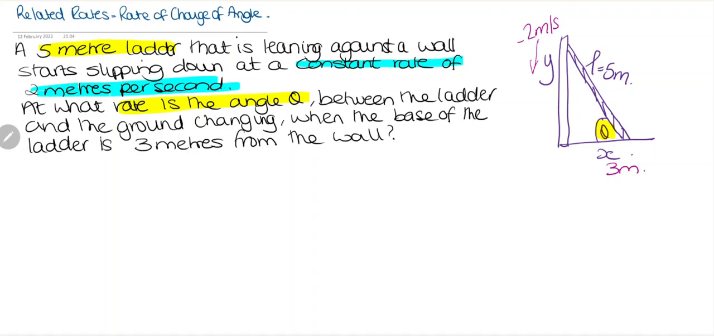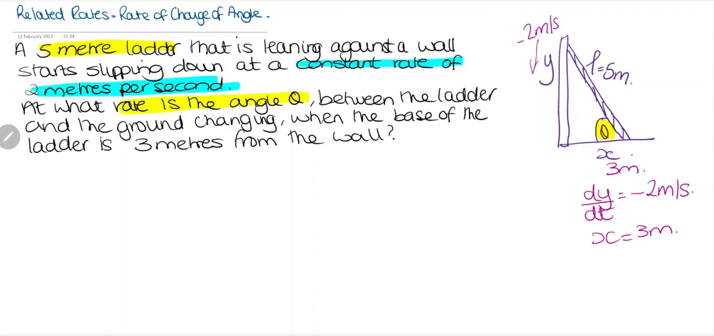So let's write down what we know. So we have dy by dt. So y, the rate of change of y in relation to t, is going to be minus 2 meters per second because it is decreasing. And we also have x is 3 meters.